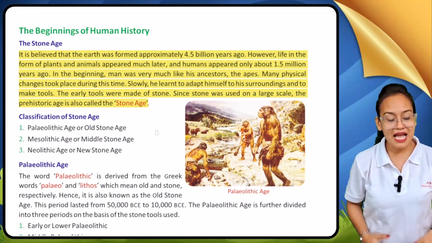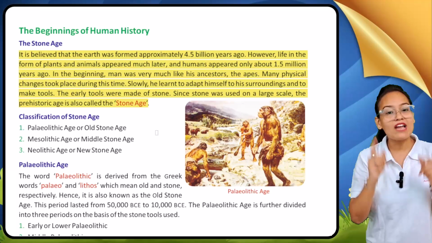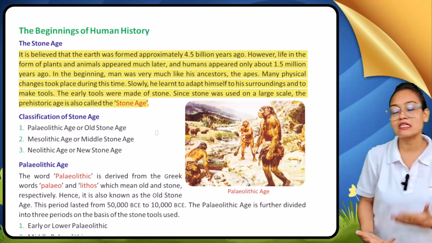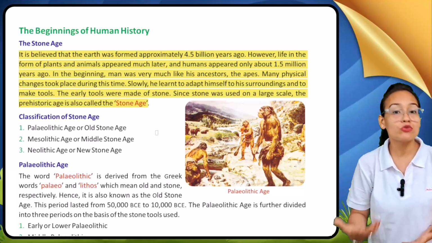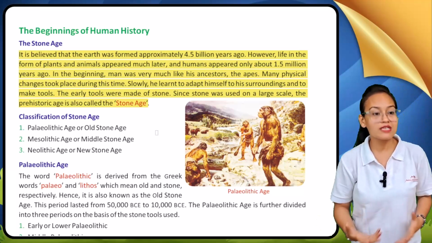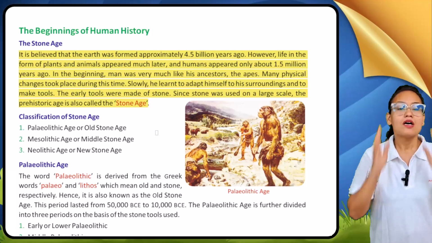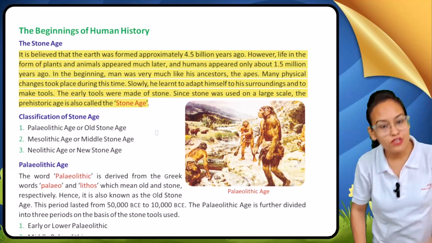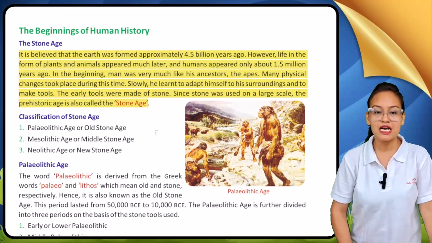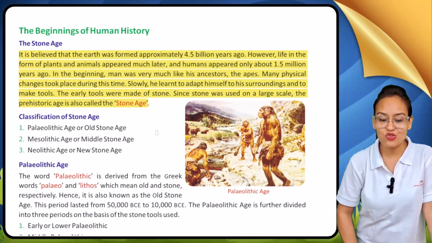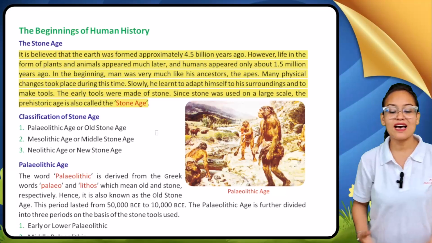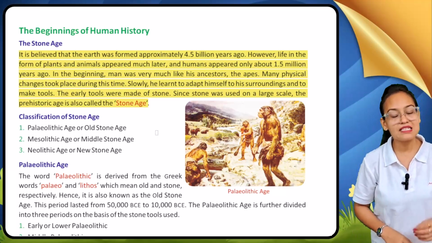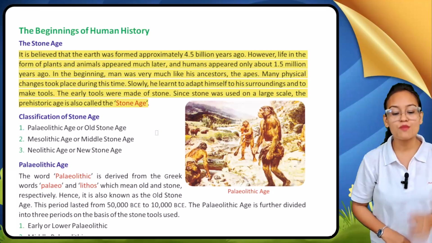And why do we call it Stone Age? Because in this era, when early men were slowly learning to use tools and materials, they started making tools from stone. So the first weapon they made, the material used was stone. That's why we call this age the Stone Age. And another name for the Stone Age is the prehistoric age.